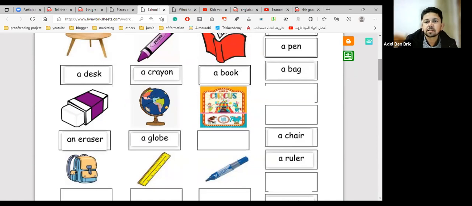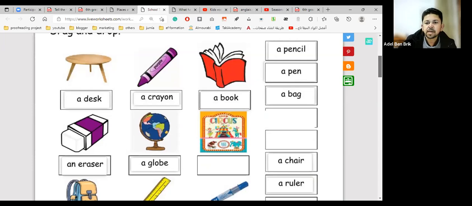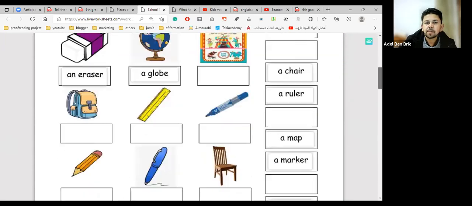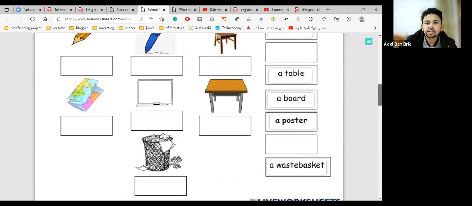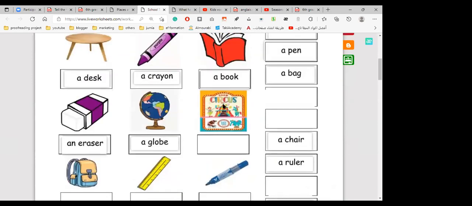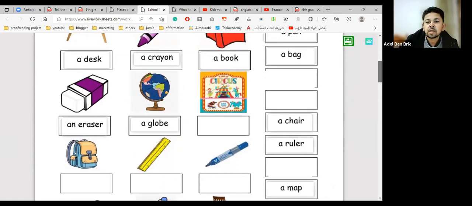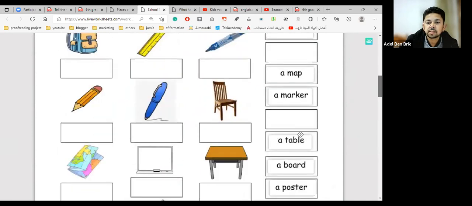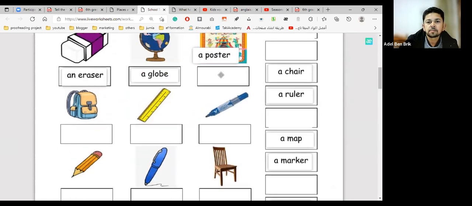Okay, next one. What is it? Is it a pencil, a pen, a bag, a chair, a ruler, a map, a marker, a table, a board, a poster, or a waste basket? What do you think this is? Poster. Yes, it's a poster. This is a poster. You can find it on the wall of your classroom.